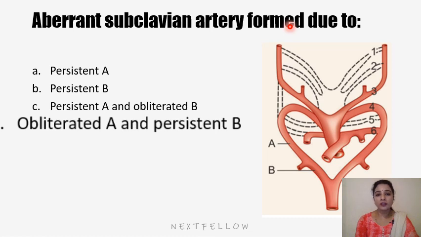Normally the right subclavian artery is contributed to, proximal to distal, by the right fourth aortic arch artery and also the right seventh intersegmental artery. These two arteries give rise to the right subclavian artery. So this completes the development of aortic arch arteries. Thank you.